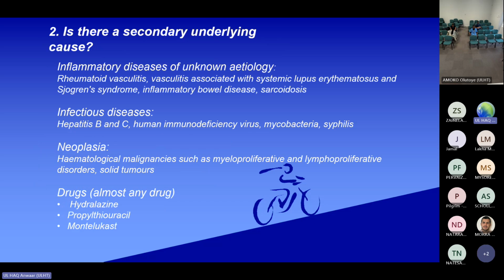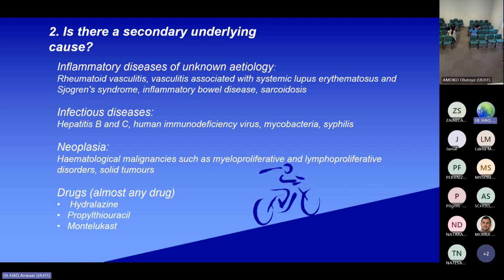The next is: is there any secondary underlying cause? There are different secondary underlying causes that we need to consider. The first is inflammatory disease of unknown etiology. I explained this already: rheumatoid arthritis vasculitis, vasculitis secondary to SLE, Sjogren syndrome, inflammatory bowel disease, or sarcoidosis.